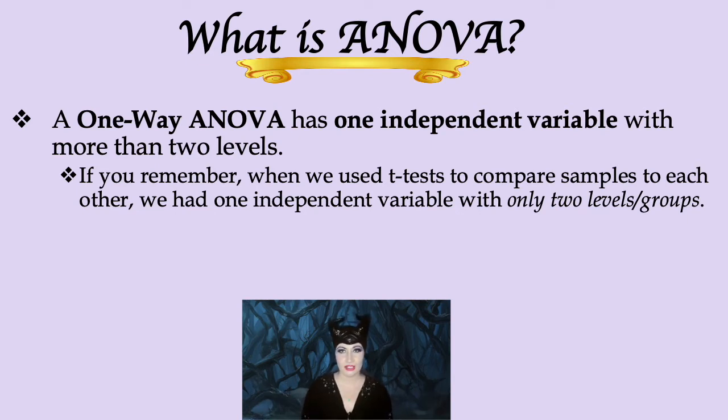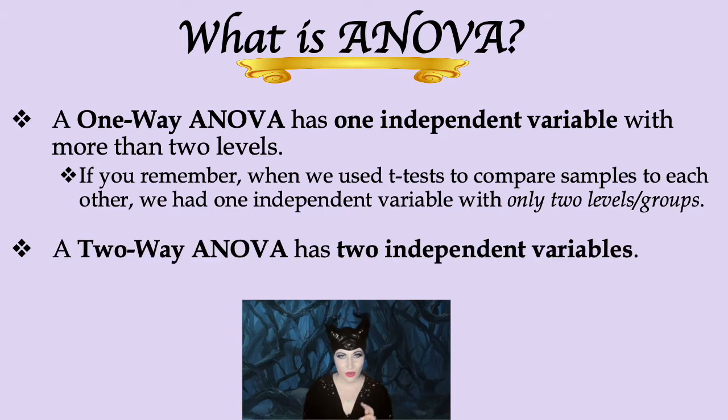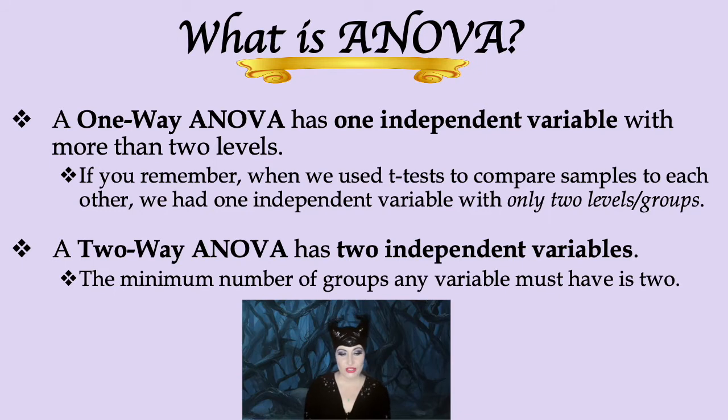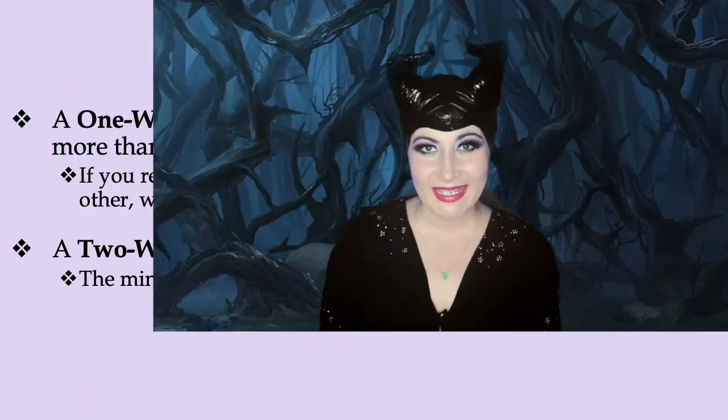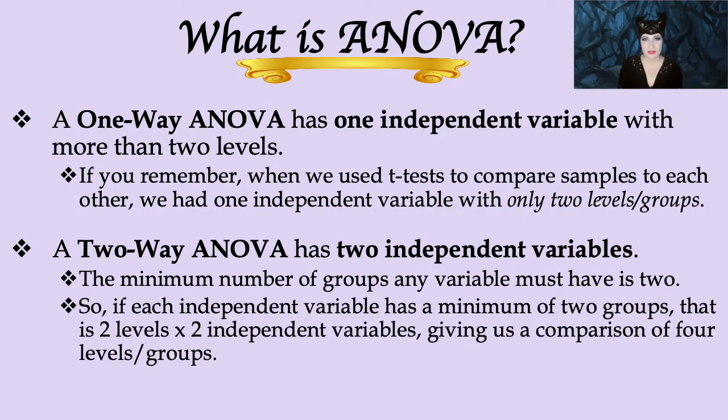When it comes to an ANOVA, we are going to have more than 2 groups. You can also have something called a two-way ANOVA. In a two-way ANOVA, you would have two independent variables. So the minimum number of groups any variable must have is 2. If each independent variable has a minimum of 2 groups, and we have 2 independent variables, 2 times 2 would give us a possible comparison of 4 different groups or 4 different levels. We're not going to get into the two-way ANOVA in this lecture.